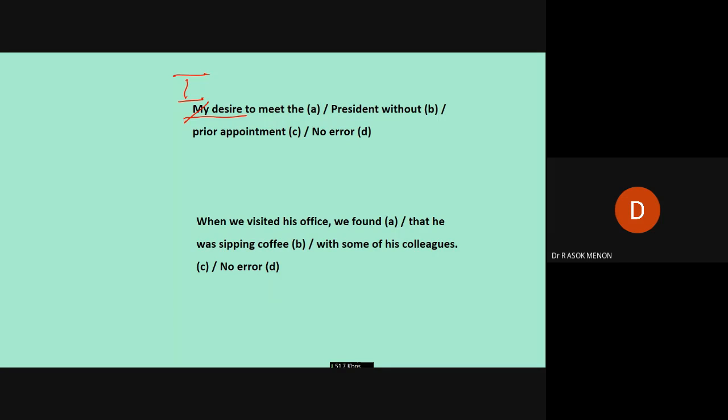Then when we visited his office, we found that he was sipping coffee with some of his colleagues. Which part contains a mistake? Srini says it is D. That means the sentence contains no error at all.